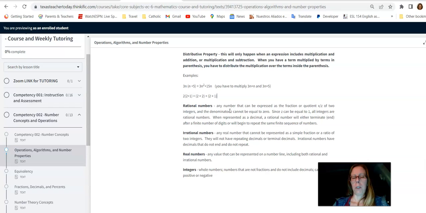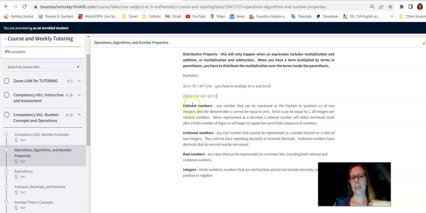If they're decimal, they will always either terminate, that means they'll end, or they'll repeat. So again, a rational number is any integer, positive or negative, or anything that can be represented as a fraction or a quotient. So terminating decimals or repeating decimals. Those are all rational numbers.